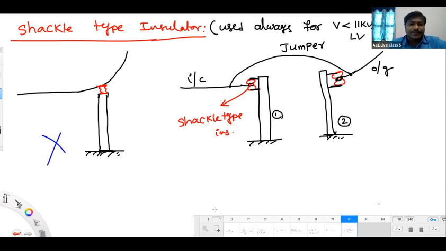Sorry, there was a network issue. Disturbing continuously. Yeah, so this is about the shackle type insulator, which will be using only for less than 11.